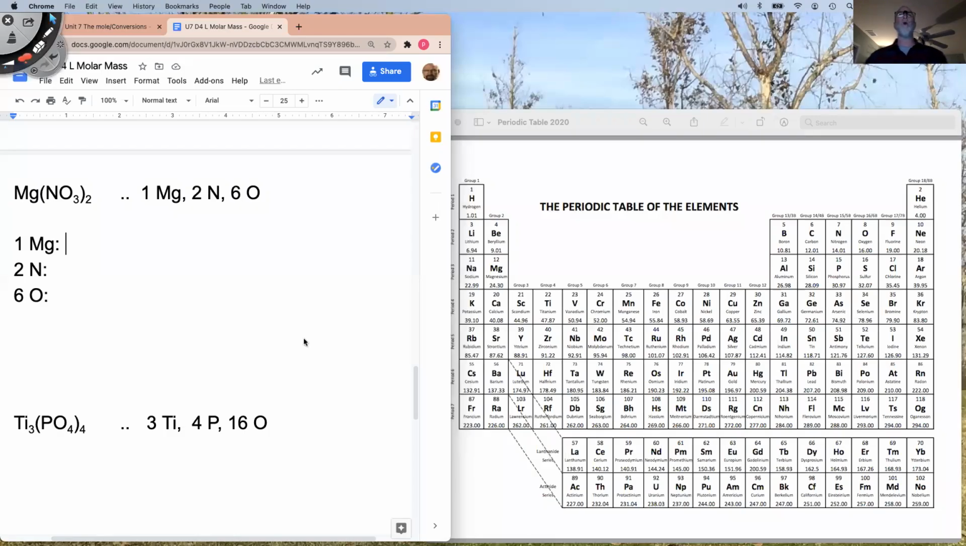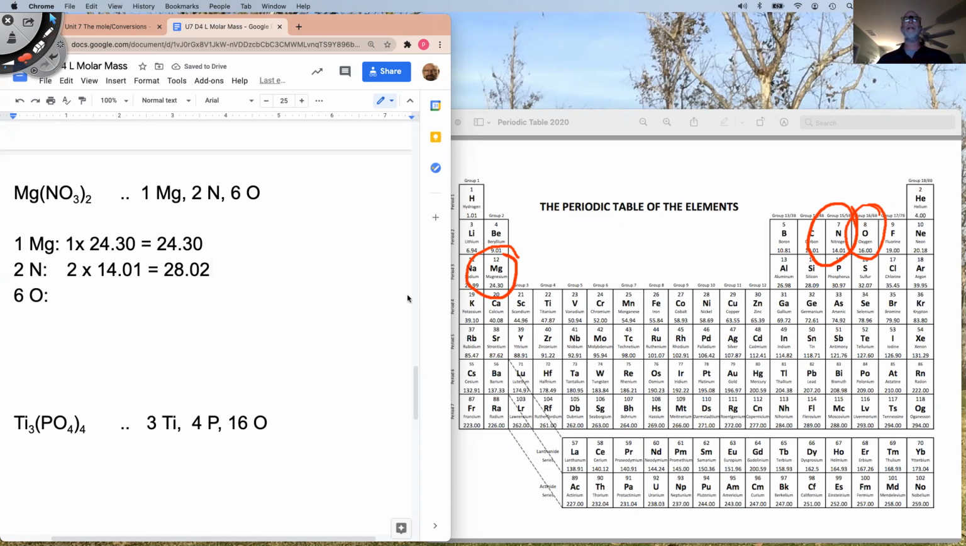Okay, so if we take a look, we have 1 magnesium, and that weighs 24.30. We have 2 nitrogens, and we have 6 of those oxygens. So how would we work that out? You'd work it out like this. You have 1 magnesium times 24.30 equals 24.30. And then you have 2 nitrogens, each weighing 14.01, equals 28.02. And finally, with the oxygen, you have 6 oxygens times 16 equals 96.